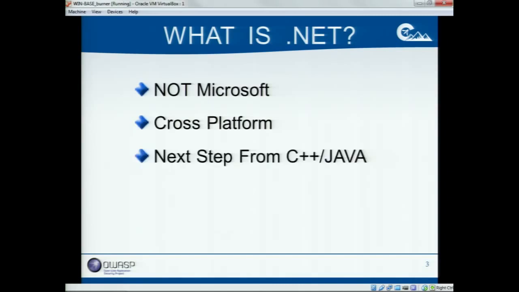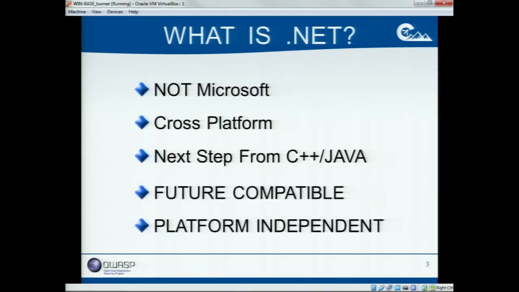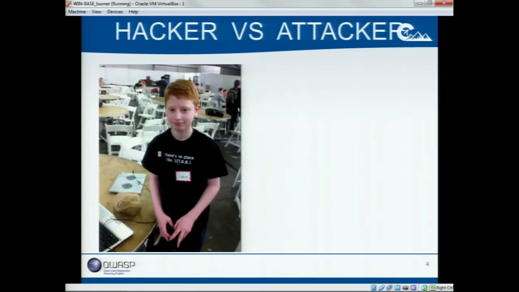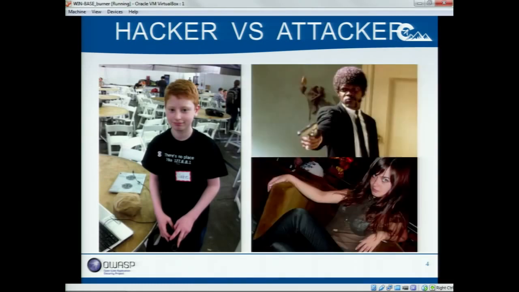So why? What is .NET? It's not Microsoft, it's cross-platform. It's the next step forward from the predecessor languages, and it incorporates a lot of the same syntax and capabilities. It's future compatible, and it's platform independent. This is what .NET is to me. It's not made by Microsoft, it's an open standard like HTML. And it's used by different people for different purposes.